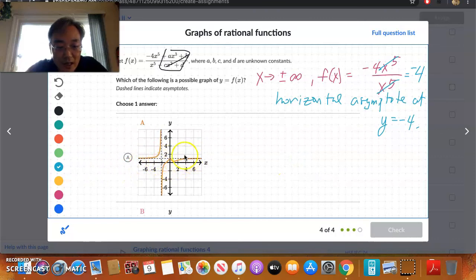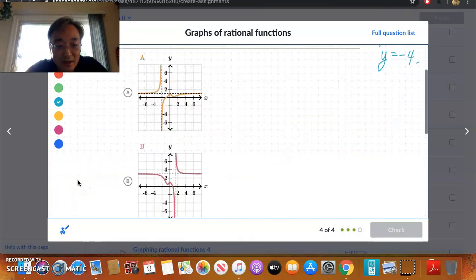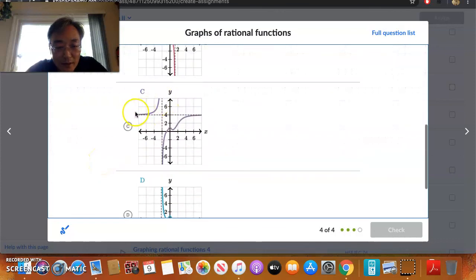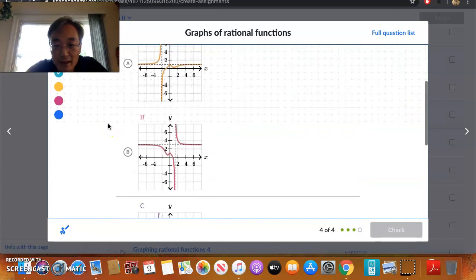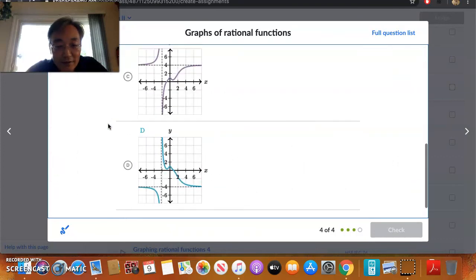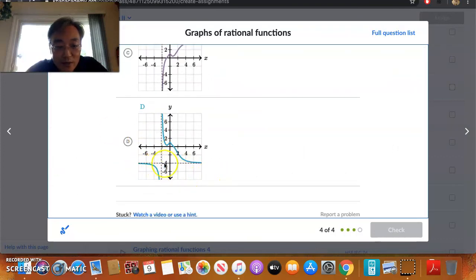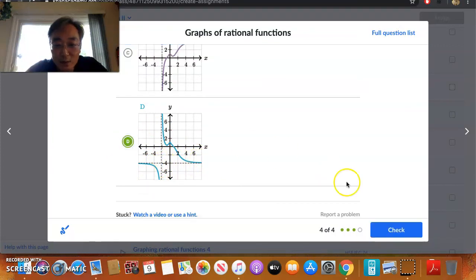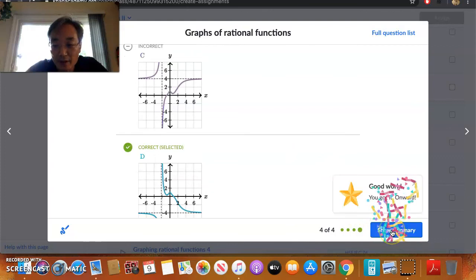This one has a horizontal asymptote of 1, so that's out. This one has a horizontal asymptote at 3, so that can't be it. This one has a horizontal asymptote at positive 4, so again, that's not it. And this last one has a horizontal asymptote at negative 4, so it looks like that one is the winner. We check, that is correct.